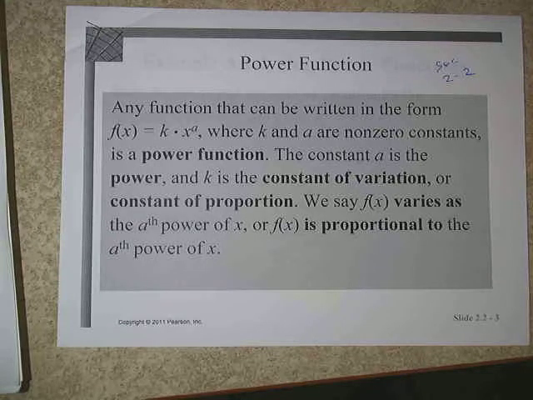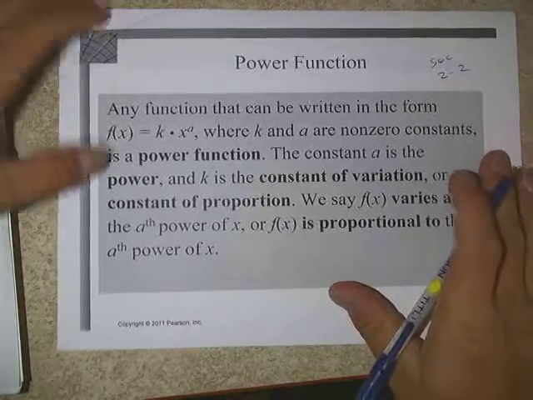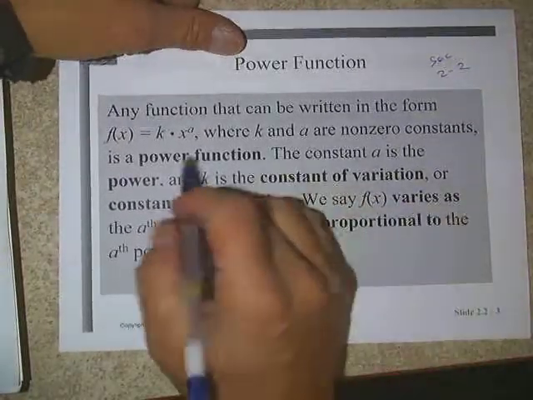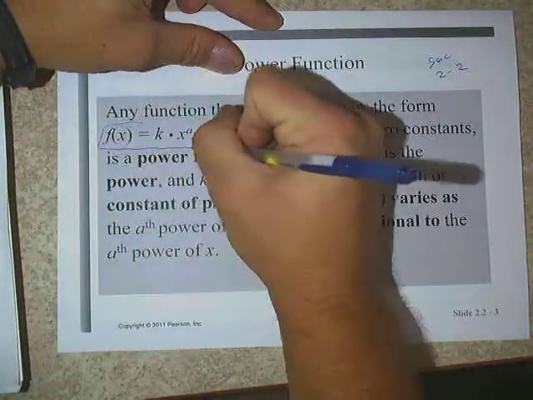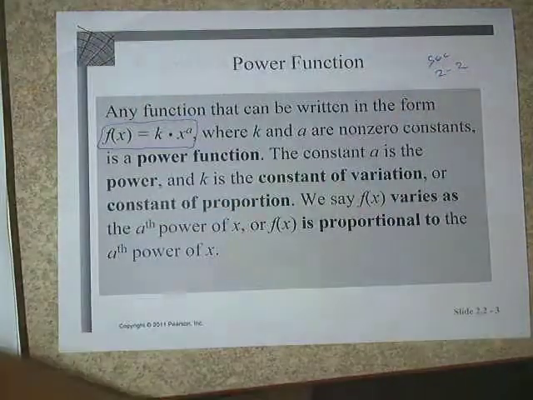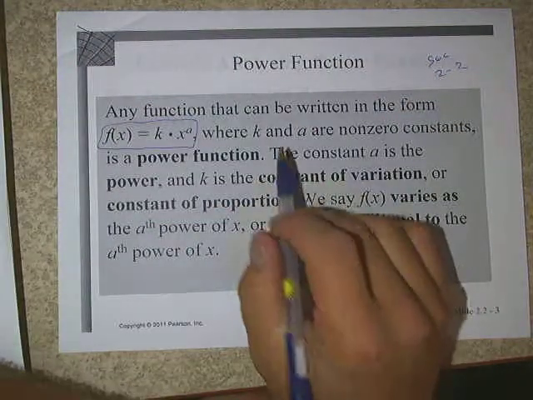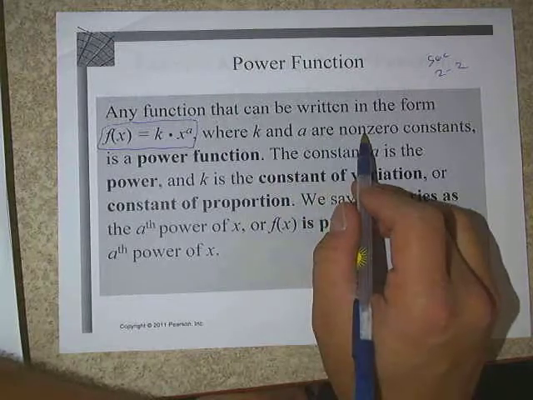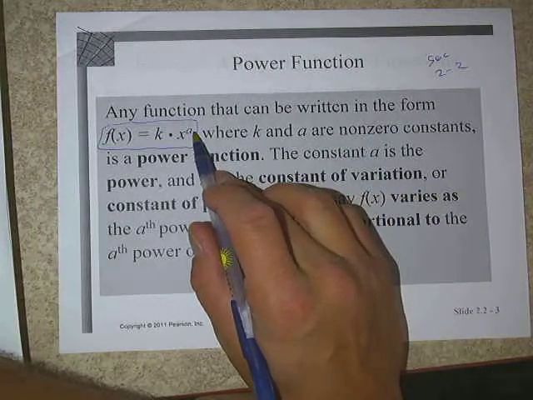Okay, section 2.2, we're going to be talking about power functions. And the definition of a power function is here before us. So it's any function that can be written in this form, f of x equals k times x to the a. K and a are both non-zero constants, so we can't have a zero power.